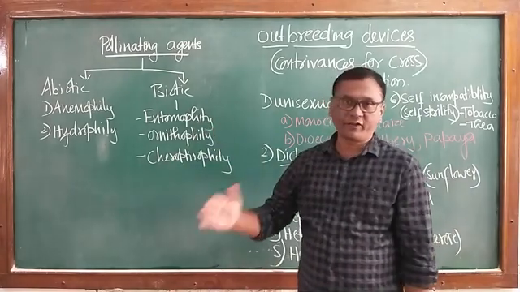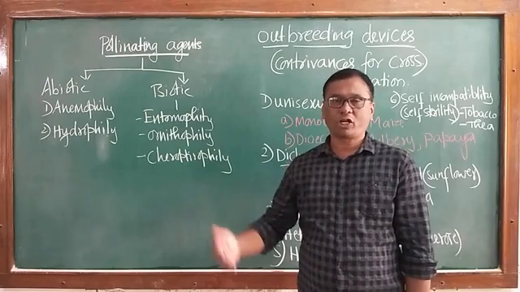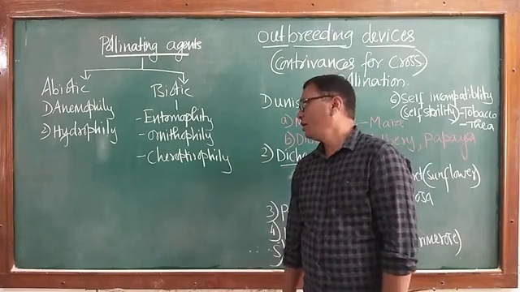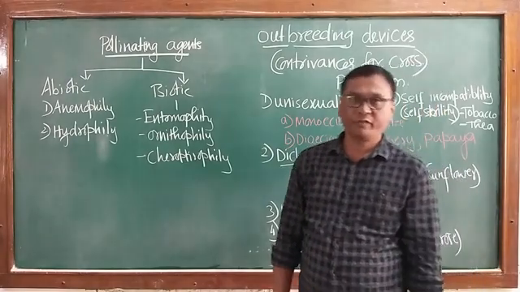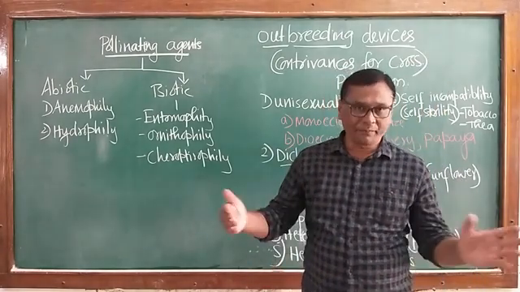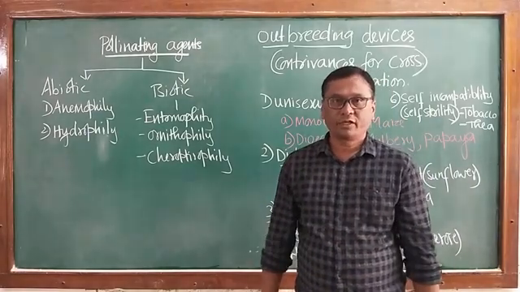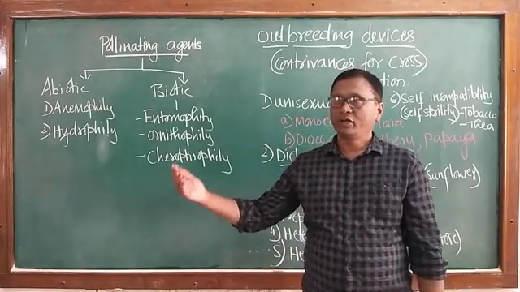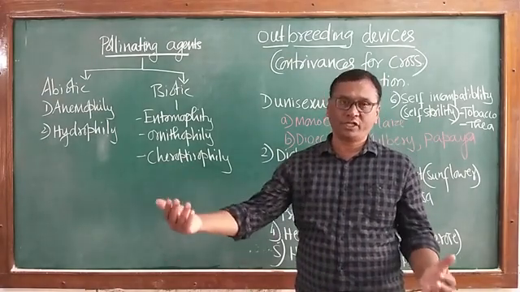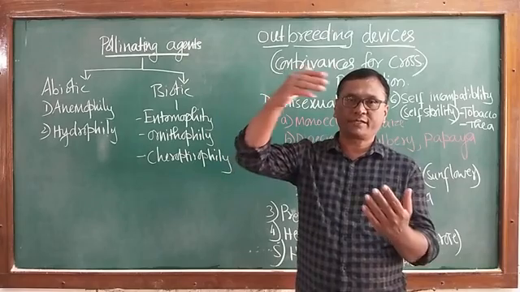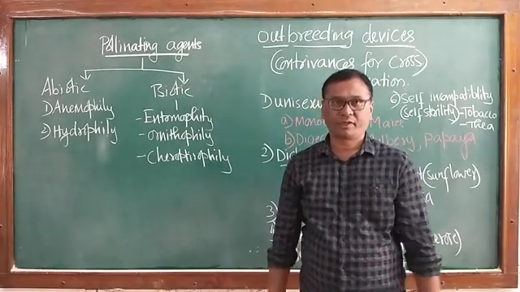Entomophilia, the word itself means that when the pollination is brought about with the help of insects, it is known as entomophilia. Insects are many in number. They commonly visit the flowers and therefore they have the capacity, unknowingly, to transfer the pollen grains from the anther to the receptive stigma.